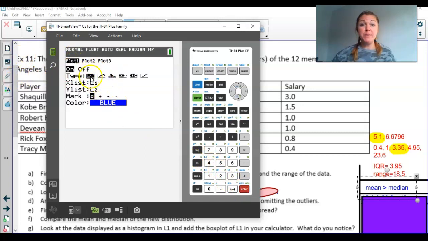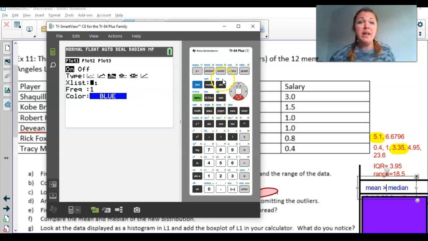And now what you can see here is we have a scatter plot, a line plot, a histogram, a box plot, a modified box plot actually, and then a regular box plot, and we call this a probability plot. So let's go ahead and look at the histogram. Okay, so I'm going to hit enter on the histogram, and it says X list there. That means what data is it? Where is your data coming from? Is it coming from list 1, list 2, list 3? And ours is coming from list 1. So everything's all set to go.